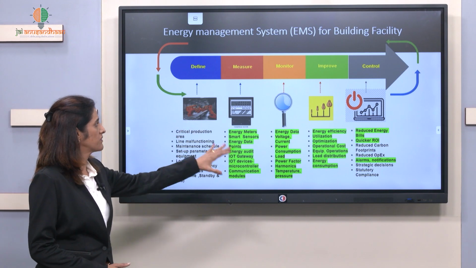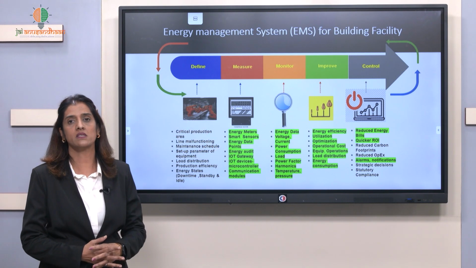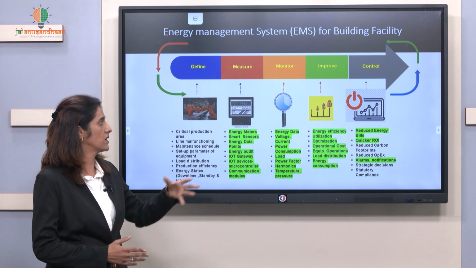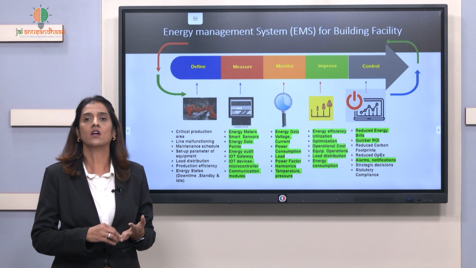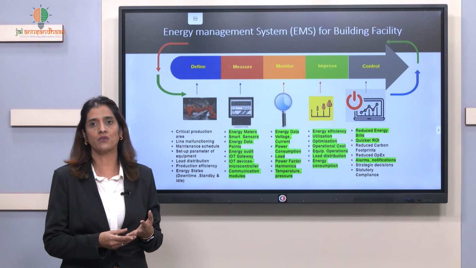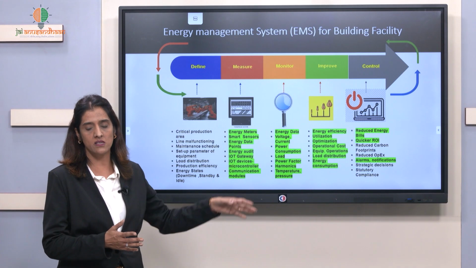Once we have improved the parameters, the next part is controlling. It gives advantages: now we have reduced energy bills, quicker ROI, and a reduced carbon footprint. So these are the advantages.